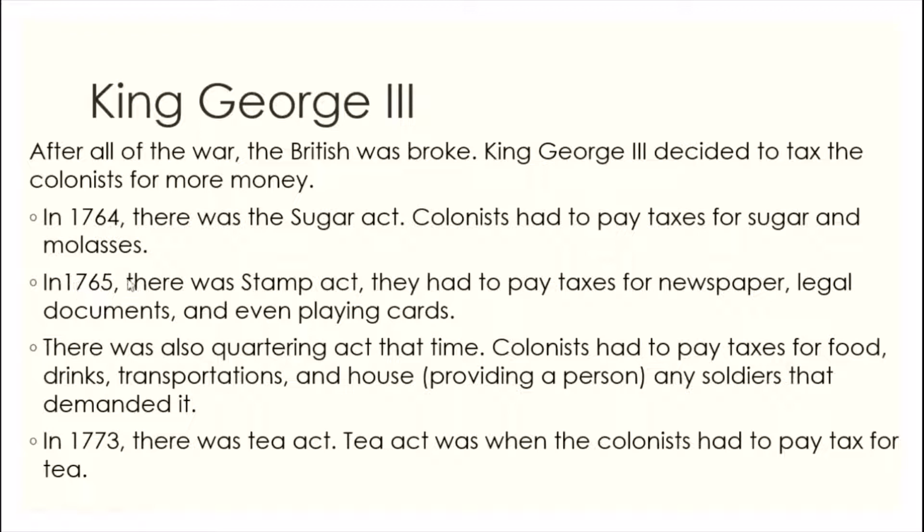In 1765, there was the Stamp Act. Well, that already sounds like stamp. They had to pay taxes for newspaper, legal documents, and even playing cards. There was also the Quartering Act that time. So in 1765, there was also the Quartering Act. Colonists had to pay taxes for food, drink, transportation, and housing for any soldier that demanded it. To house a person means providing a place for a person.